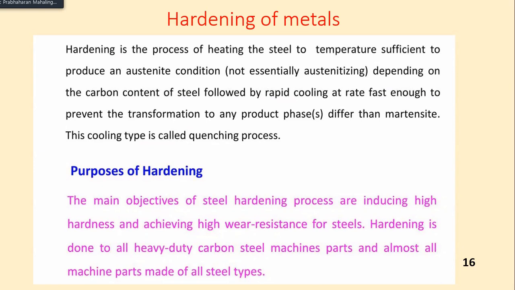Purpose of hardening. So I took this from a book. The main objectives of the steel hardening process are inducing high hardness and achieving high wear resistance for steels. Hardening is done to all duty carbon steel machine parts and almost all machine parts made of ore.